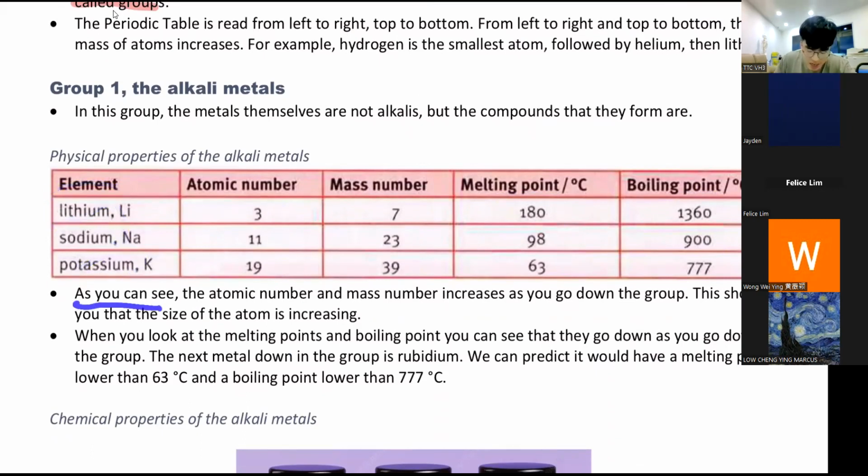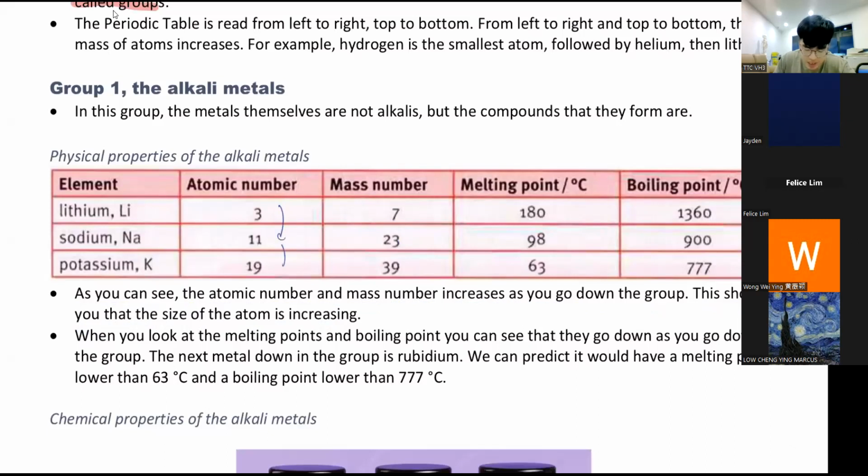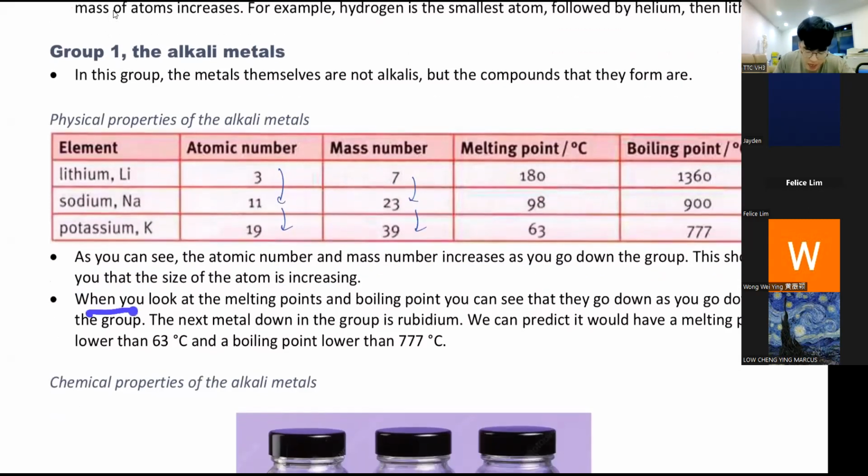So as you can see, the atomic number and mass number increase as you go down the group. This shows you that the size of the atom is increasing. It becomes bigger and bigger, common sense. When you look at the melting points and the boiling points, you can see that they go down as you go down the group.